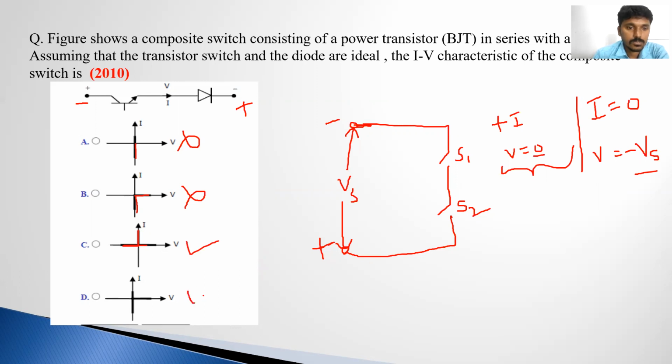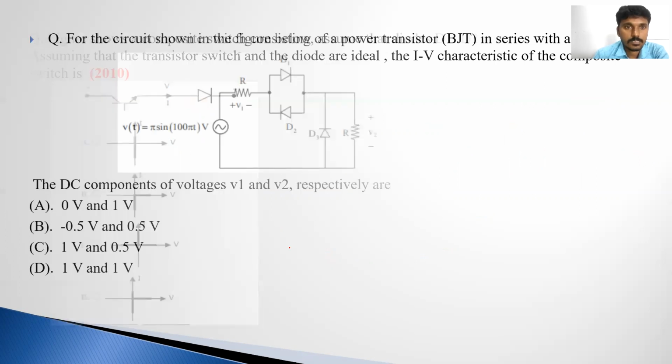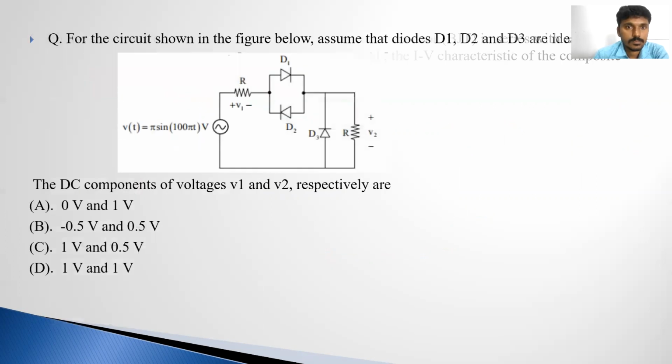So D is also a wrong answer, because here also the current is flowing negative. So negative current flow के chances ही नहीं ना इधर. There is no chance to flow the current in this direction. Clear? So C is the right answer. Next.